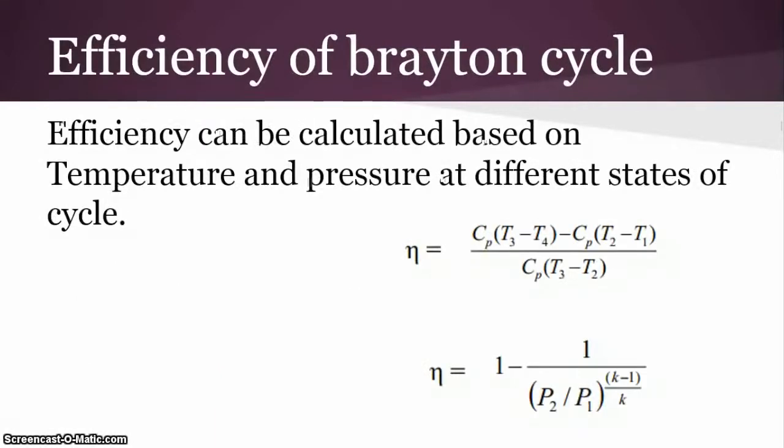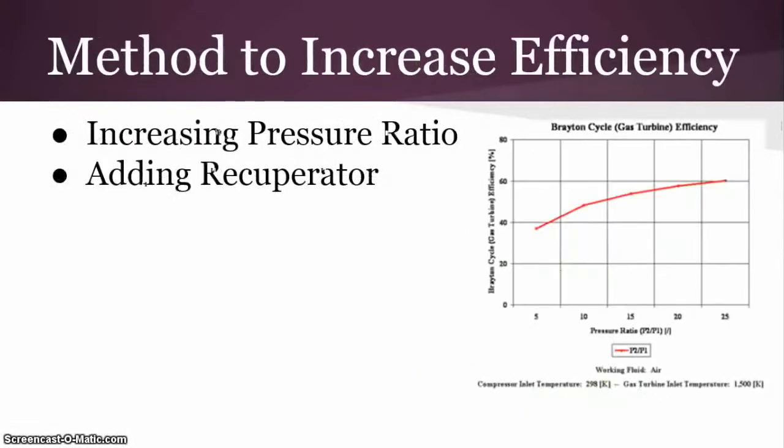But how do we calculate this efficiency? The efficiency can be calculated using both temperature and pressure at different stages of the cycle. The formula displayed can be used to find the effectiveness of the Brayton cycle. However, the derivation for these formulas would not be explained in this video. So the question now is, can the efficiency and the power of the turbine be improved? The answer to that is yes.